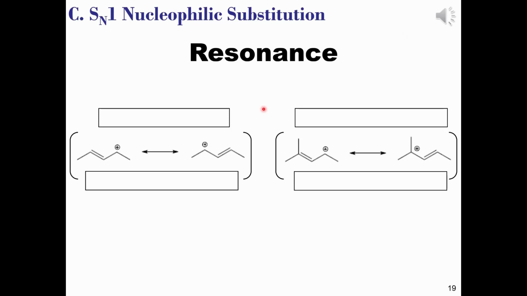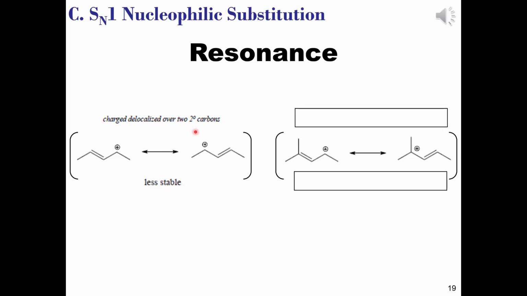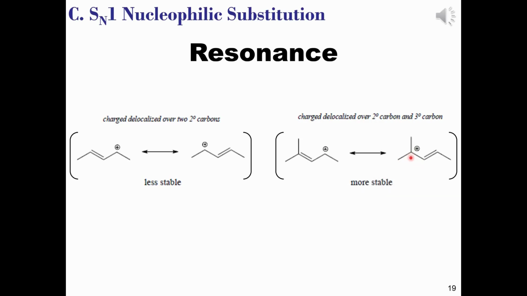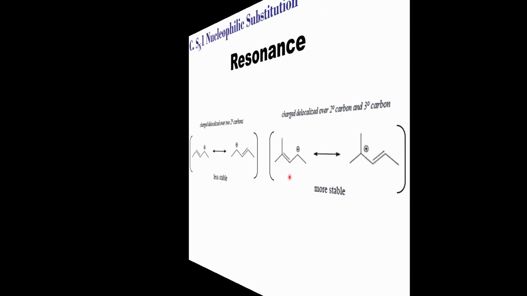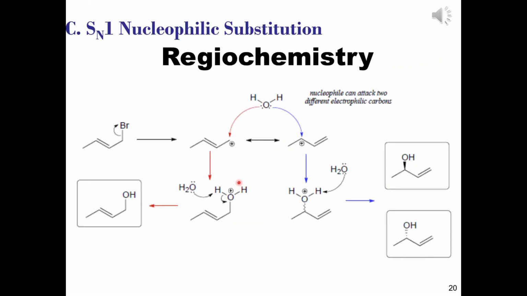So the resonance structures on the left hand side have the positive charge delocalised over two secondary carbons. And now these are going to be less stable. The reason for this is that one of the structures on the right hand side, the left structure, has the charge delocalised over a secondary carbon, but the other structure has the charge delocalised over a tertiary carbon. And so on the whole, these two resonance structures are more stable than the other pair of resonance structures. Here's another example of an allylic substrate.